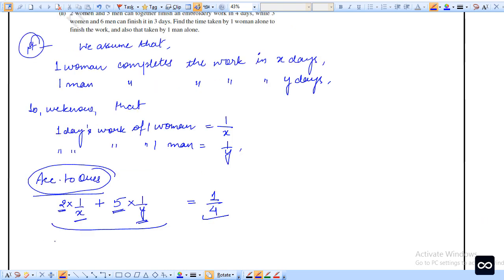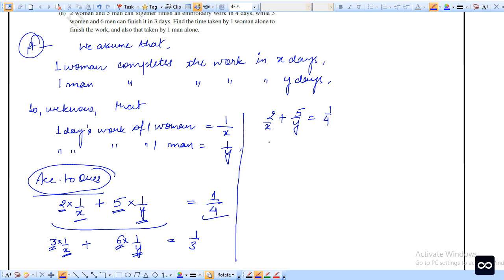Here is our question. So next what the question says is, while three women and six men, which means 3 multiplied by 1 by X, which is 1 day's work of three women, plus 1 day's work of six men is equal to 1 by 3. Simple. Let's solve it out here. What we will get is 2 by X plus 5 by Y is equal to 1 by 4. Then we have 3 by X plus 6 by Y is equal to 1 by 3.